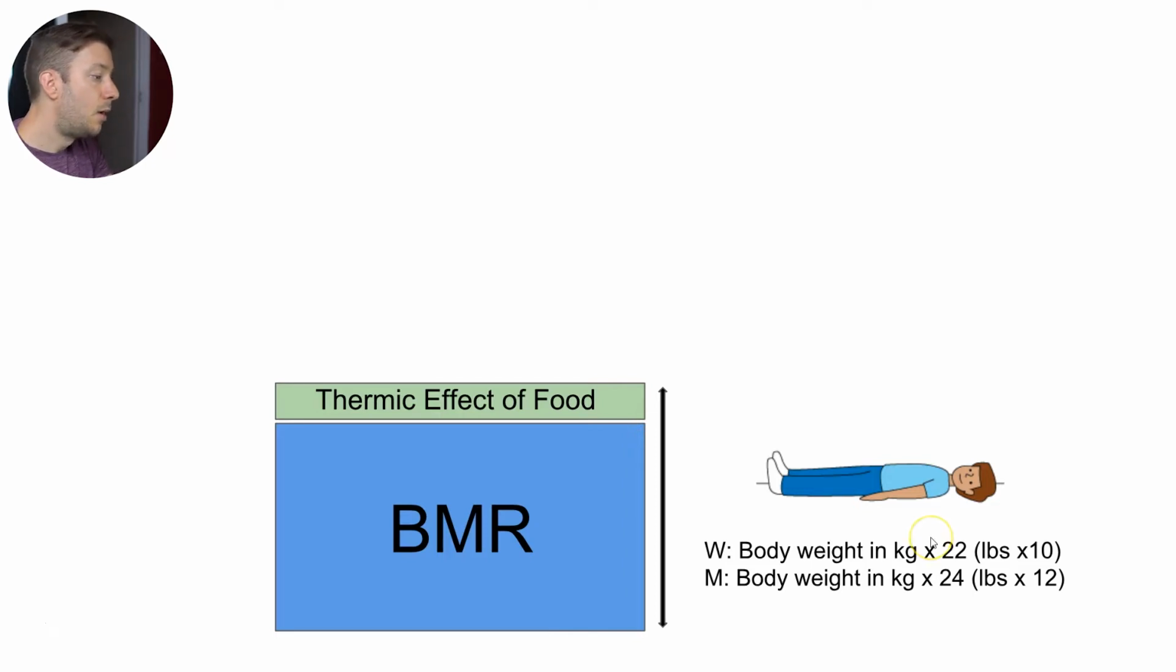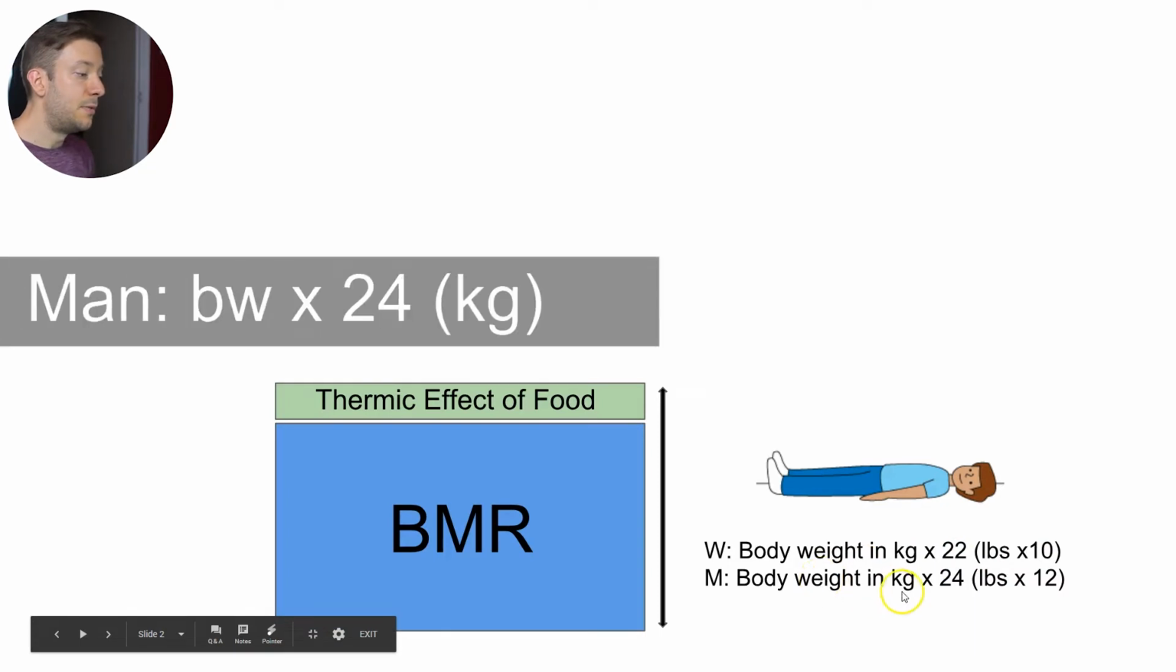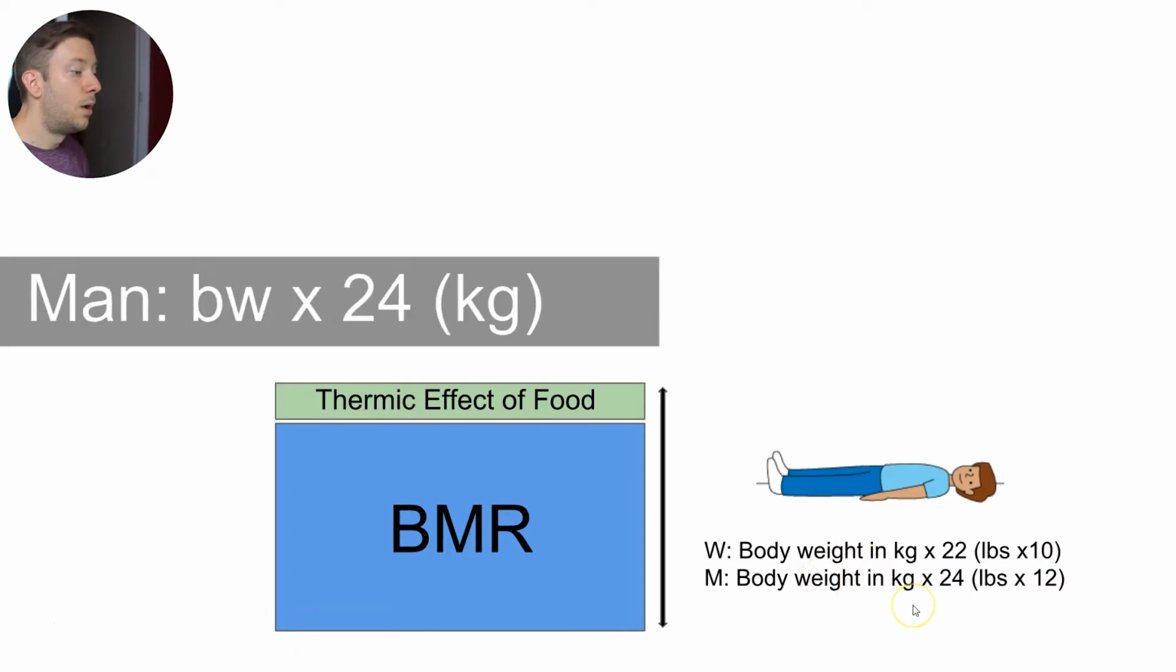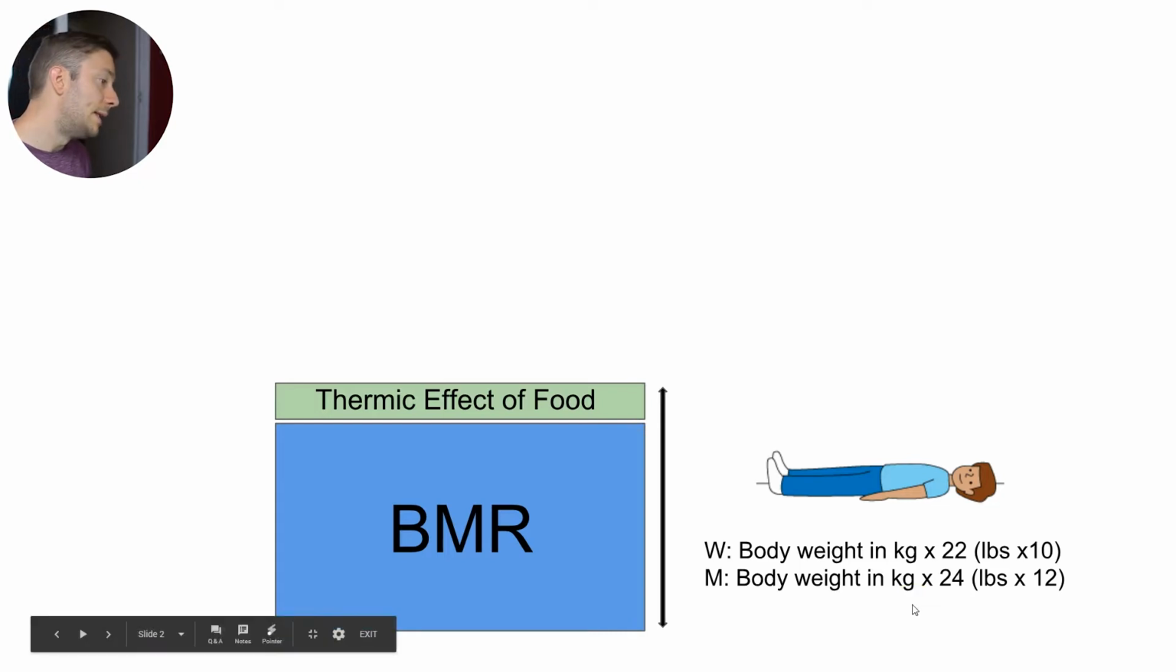So if you're a woman, what you do is you multiply your body weight by 22 if you're in kilograms, or if it's pounds by 10. A male would be 24 in kilograms or 12 in pounds. So remember, that's how many calories you need to do nothing, lying down 24 hours per day.